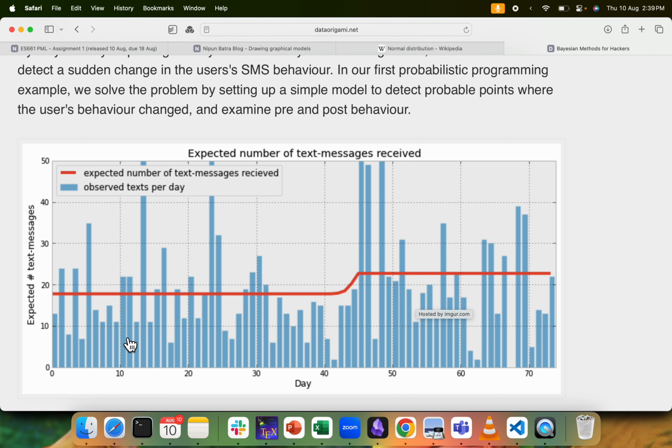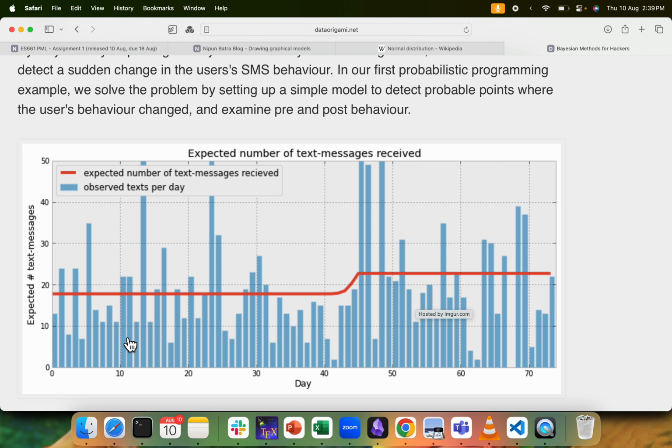So here I'm trying to model the number of text messages. Now, the number of text messages is what kind of quantity? Floating point or integer? Integer. Can it be negative? No. So can you say it is count data? What kind of distribution do you think makes sense for modeling count data?